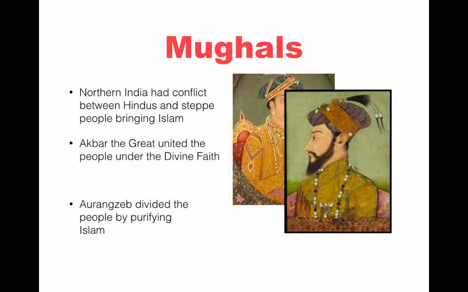And so he tried to purify it by tearing down Hindu temples, by reinstating the jizya tax, and by not allowing for intermarriage between Muslims and Hindus. That created conflict within India, and it eventually allows us to talk a little bit about how the British came in and manipulated that conflict in order to eventually take over.